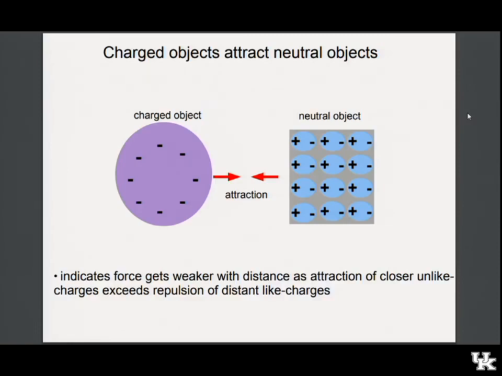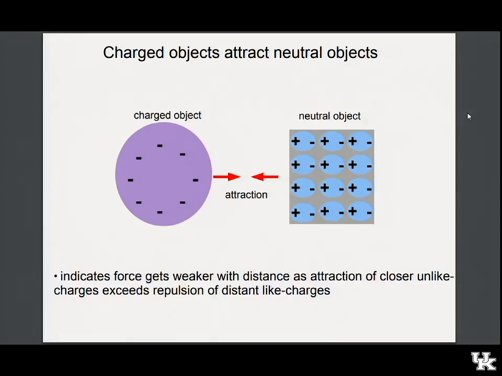When we say that this is neutral on the right, what we mean is not that it doesn't have any charge in it. It's built of charge constituents, but it's got equal numbers of pluses and minuses, equal numbers of electrons and protons. The presence of the negative charge over here actually attracts the positive charges in the neutral object. So they're pulled a little bit towards the left, and it actually repels the negative charges. They're pushed a little bit towards the right.